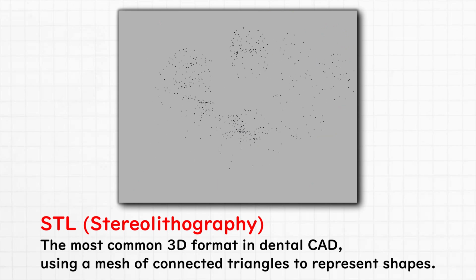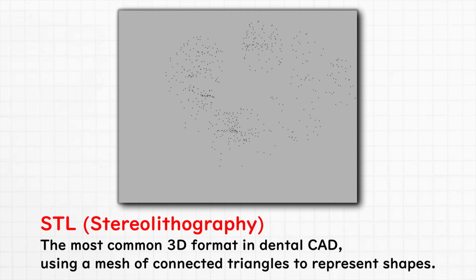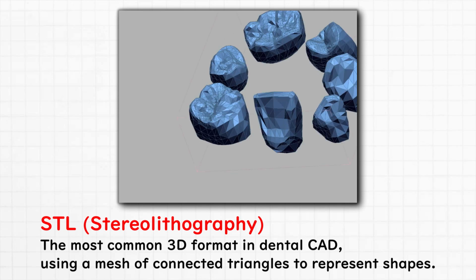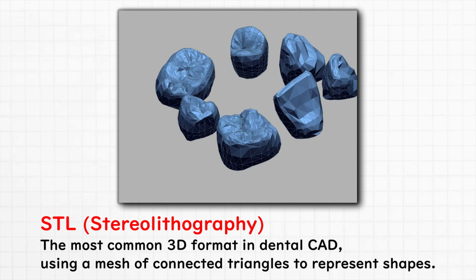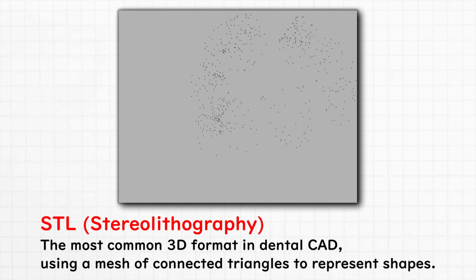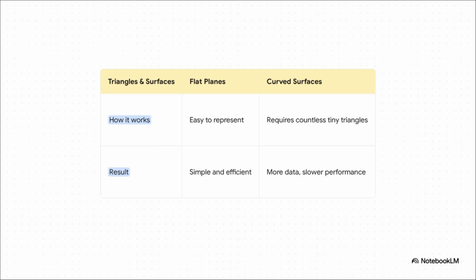But here's the thing, its entire vocabulary is based on just one simple shape, the triangle. It creates this kind of digital skin, or a mesh, made of countless tiny triangles all connected together to form an object. And this is where you hit the big trade-off. For flat surfaces, triangles are perfect. They're simple and super efficient.